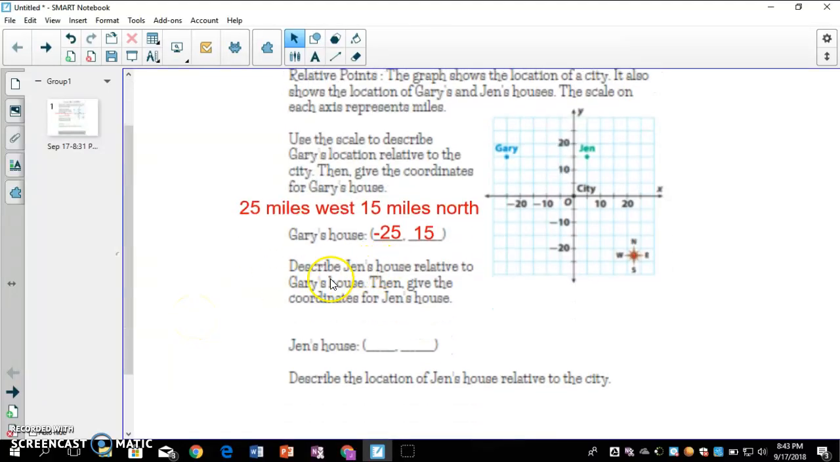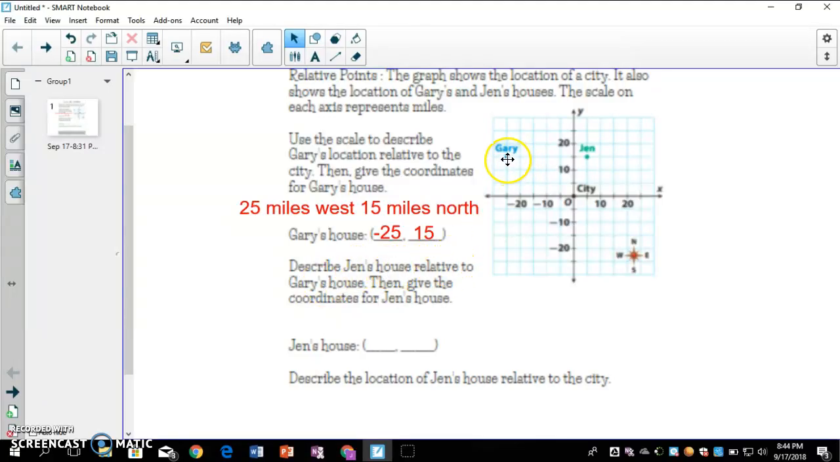Okay, now we're going to do the exact same thing for Jen's house. However, now we're asked to describe Jen's house relative to Gary's house, and then give Jen's house coordinates. Those coordinates are going to be based off of the city, where the center is, which I'll show you in a second. But right now they want us to describe how to get to Jen's house relative to Gary's.